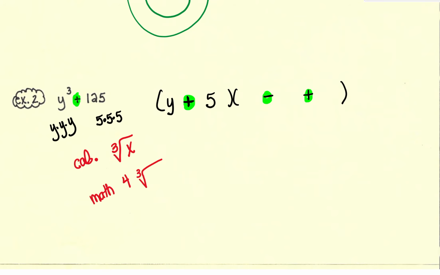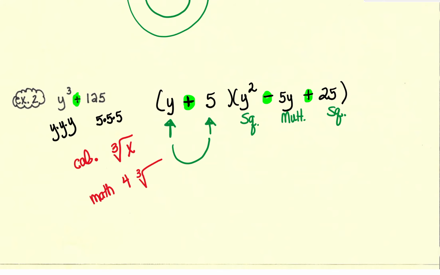Now we're going to fill in these spaces. We're going to square, multiply, and square. Go back to your short. Square the y, the first term, and get y squared. Multiply those two together. 5 times y is 5y. And then you're going to square the last. Square your 5 and you get 25.